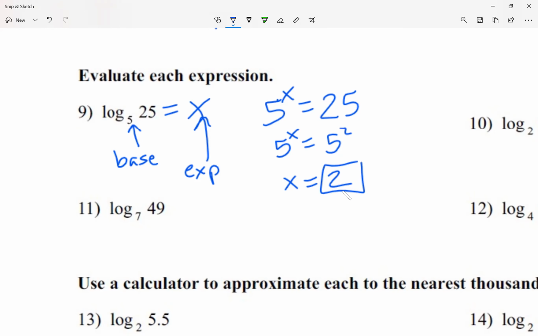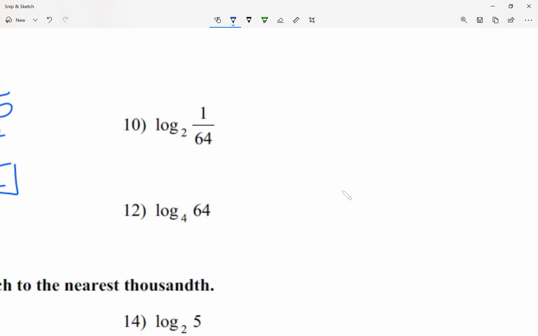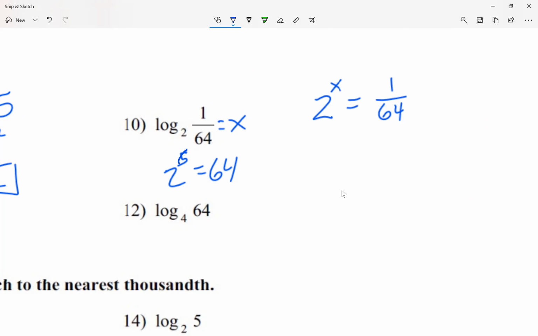All right, let's take a look at another example. Question number 10. Let me rewrite this to begin with. Let me call this equal to X. And then I'm just going to say 2 to the X is equal to 1 over 64. Okay, so now there's one thing. I know 2 to the 5th is equal to 64. Well, actually, 2 to the 6th is equal to 64. But I want this to be 1 over 64.